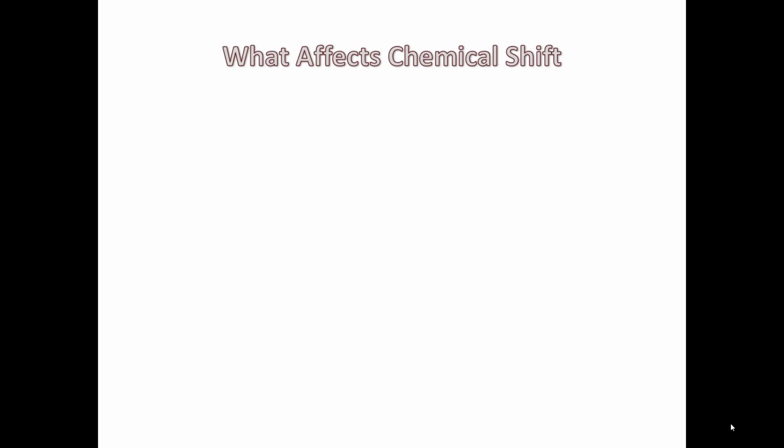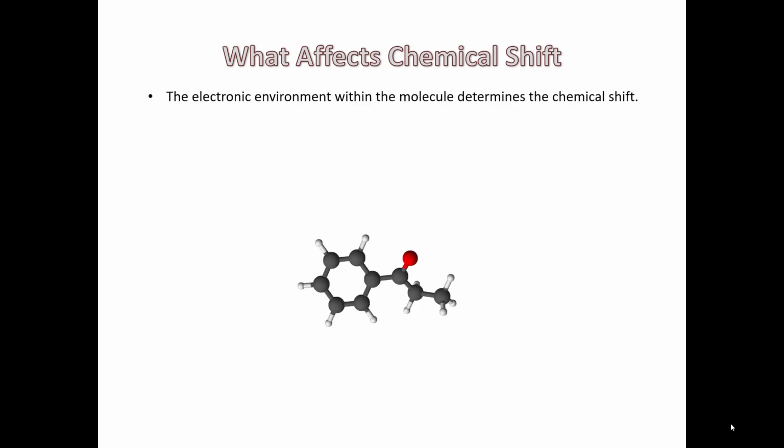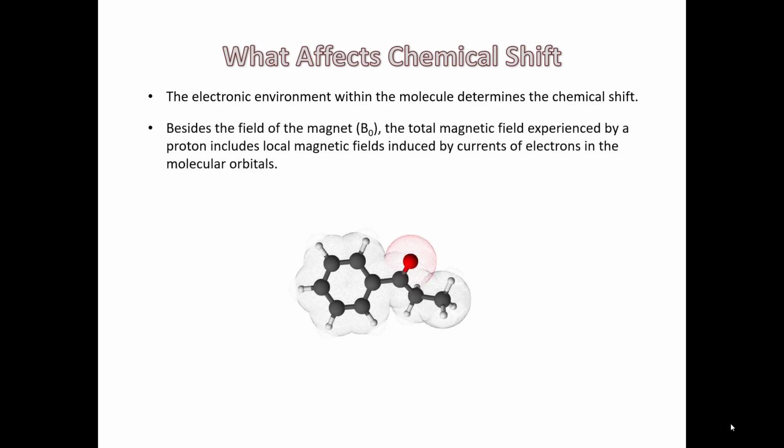So what affects the chemical shift? The electronic environment within the molecule determines the chemical shift. Besides the field of the magnet that you put the sample in, the total magnetic field experienced by the individual protons is dependent upon the currents of electrons in the molecular orbitals. So when you have higher electron density around some protons, that's going to lead to lower NMR frequencies. We'll see that in a little while.